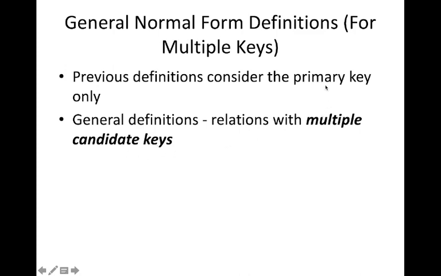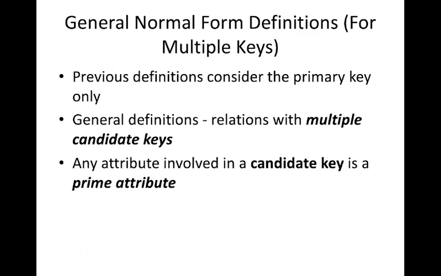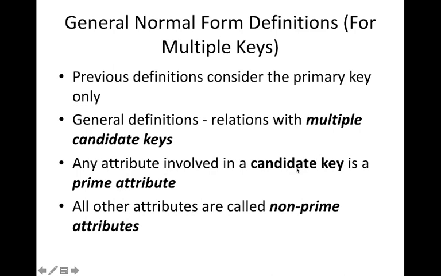In the previous lecture, we already saw the primary key. Now we have to change a bit, the definition of prime attribute. In the previous lecture, we defined a prime attribute as any attribute that is part of a primary key. But now we are changing that. For this general normal form definition, a prime attribute is any attribute that is part of a candidate key. All other attributes are called non-prime attributes.